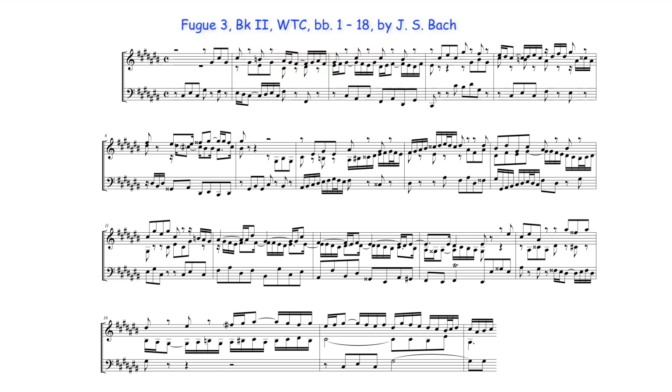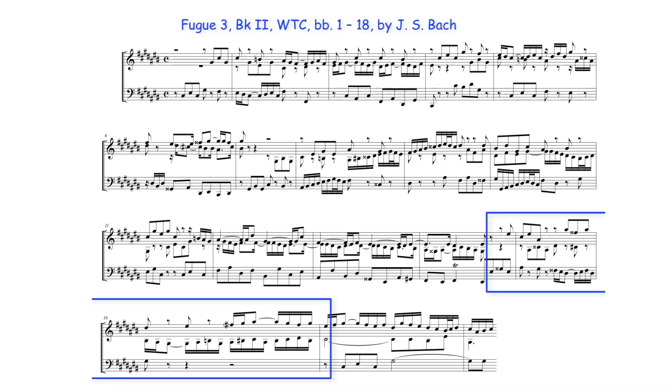The metric distance of these entries is maintained in these bars, but here inversion is not used and only the upper entry is complete. For the remainder of the fugue, Bach tends to use only partial subject entries, although here the complete subjects and inversion are again used.